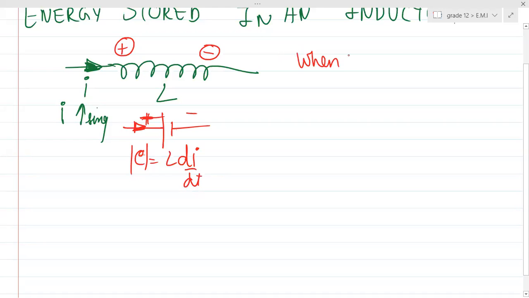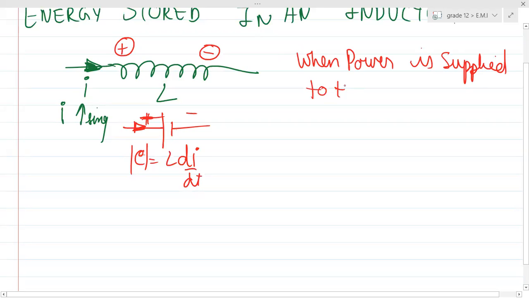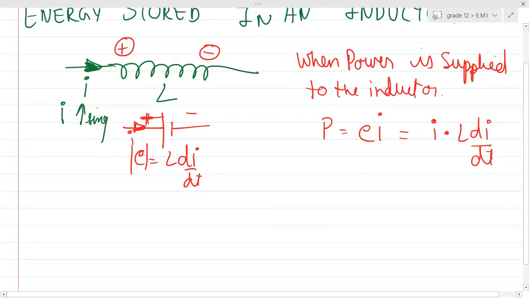So when power is supplied to the inductor, what power is supplied, guys? The power will be whatever is the EMF across this particular thing, E, multiplied by the current flowing, I. So that will be equal to I into L into di by dt. Can you see this is your E and this is your I? Is this the power supplied to the inductor?